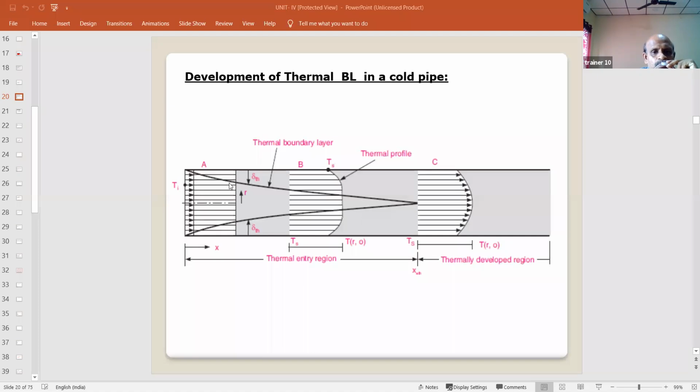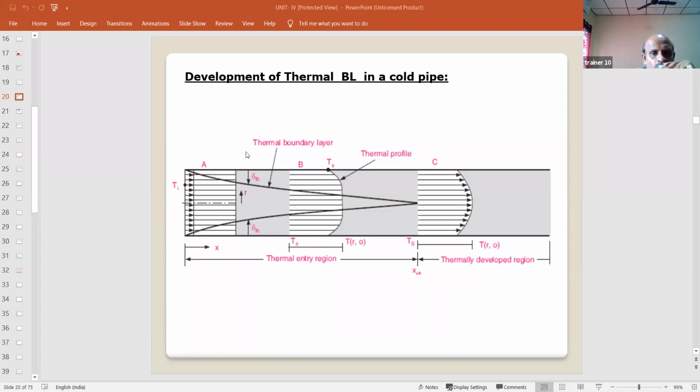This is the thermal boundary layer formation, and these are the temperature profiles. If you see the temperature profile, at the wall we have the low temperature compared to the temperature in between the pipe. That means at the center of the pipe we have maximum temperature as well as maximum velocity. Why do we have maximum temperature at the center? Because the hot fluid is flowing. That's why at the center we have the maximum temperature, and at the walls we have the minimum temperature, because we are using the cold pipe.